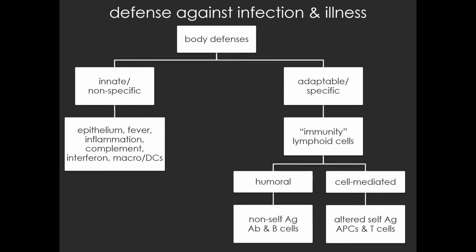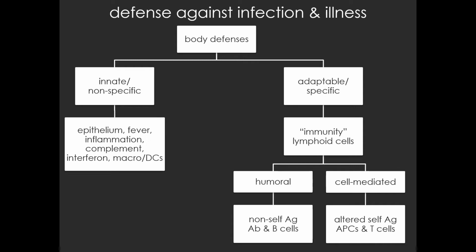And you'll see that that immune system is further divided into two branches, what's called the humoral branch of the immune system and the cell-mediated branch of the immune system. And we're going to talk a lot about both of these branches right now. If you could do some word association and try to connect the word humoral with two things, those would be non-self antigens and antibodies and B cells. And then you could connect the word cell-mediated with altered self-antigen and antigen-presenting cells and T cells.